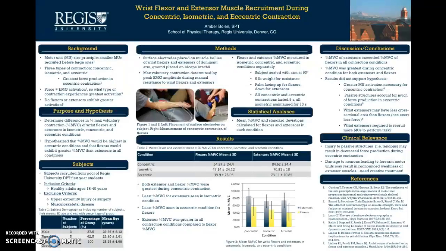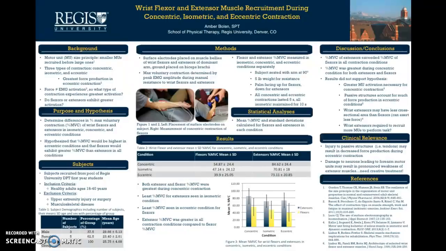There are three types of contraction: concentric, isometric, and eccentric. Of these, eccentric produces the most force. However, we know that muscle force does not equate to the amount of activation of that muscle. So what we wanted to know was, with wrist flexors and extensors, which type of contraction sees greatest activation? We also wanted to know if there were differences between flexors and extensors.